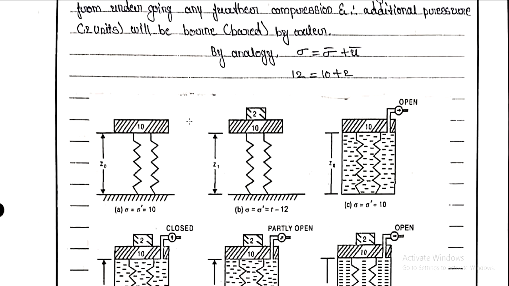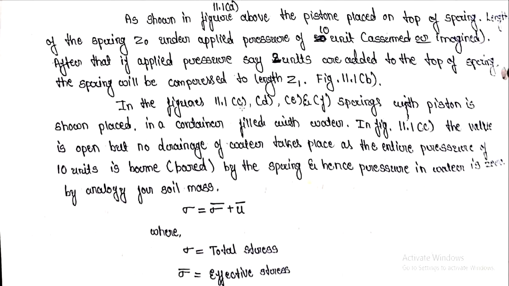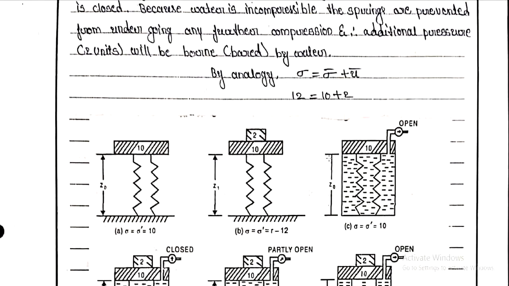So when we add 10 units of load on this particular spring, the length will be Z0. When we add an additional 2 units of load, the length of the spring will be Z1. That's what they have said. Next, in figure 11.1c, d, e and f, springs with piston are shown placed in a container filled with water. This is a, b, and this is c. So this container is filled with water, and these springs are placed in it.